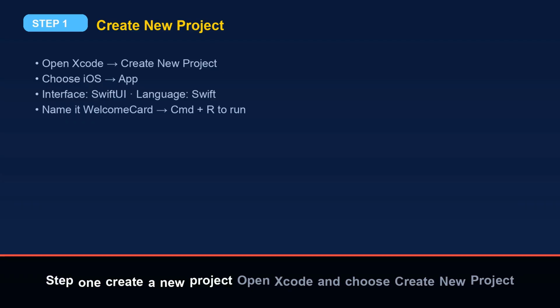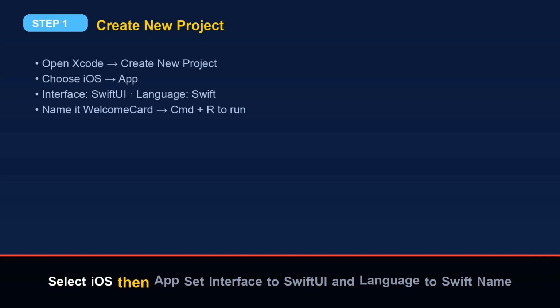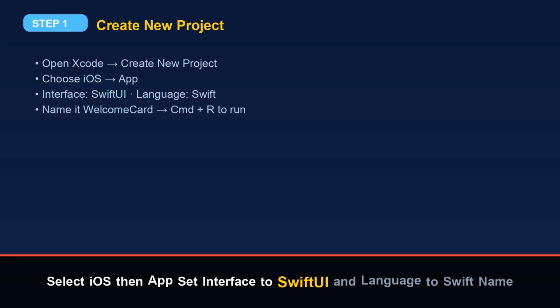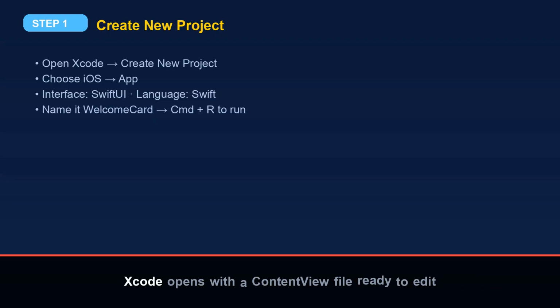Create a new project. Open Xcode and choose Create New Project. Select iOS, then App. Set interface to SwiftUI and language to Swift. Name your project Welcome Card. Pick a team if you have one, and click Create. Xcode opens with a content view file ready to edit.